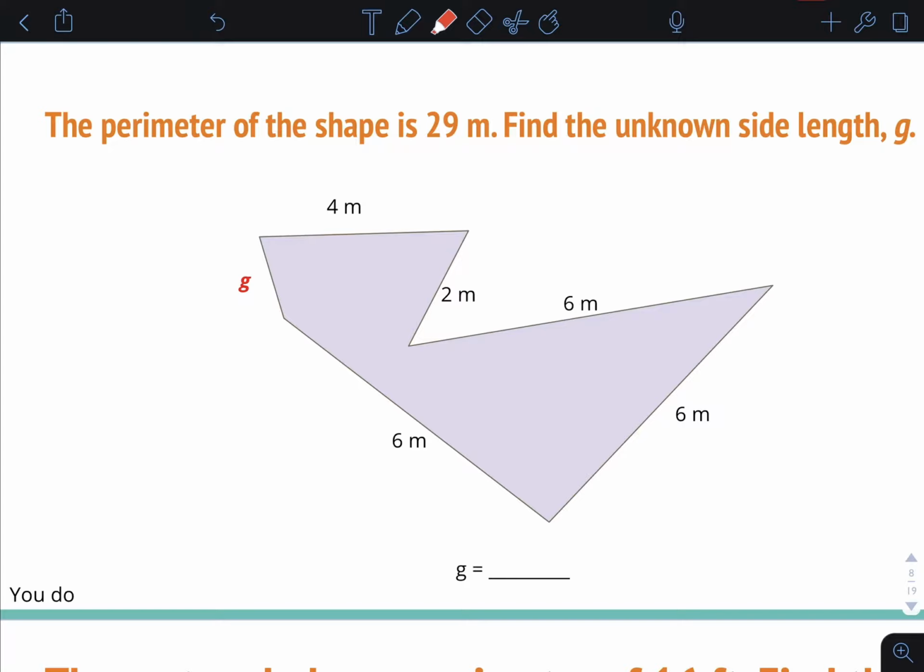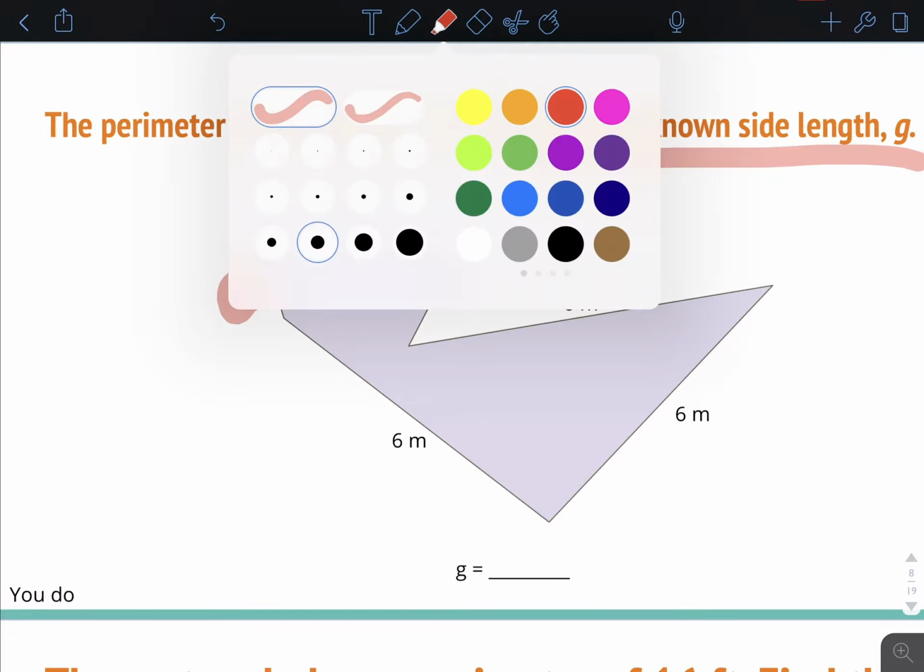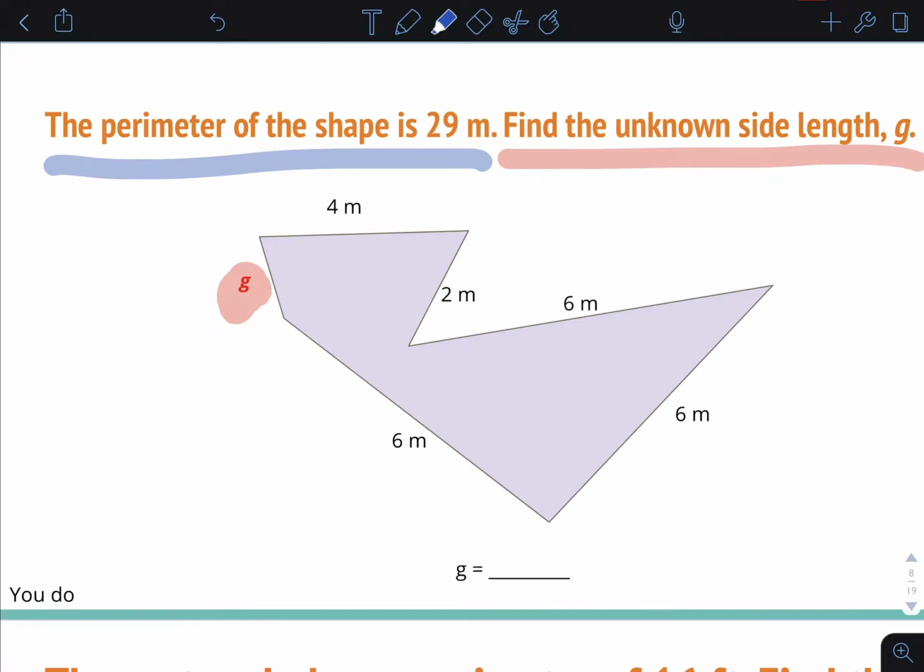A lot of times they'll use a variable, so in this case they're using the letter G. They give us the total perimeter, which in this problem is 29 meters, but we have one side here that is unknown. So I break it down for the students into 3 different steps. The third step is not always needed, but I like to use the 3 different steps.